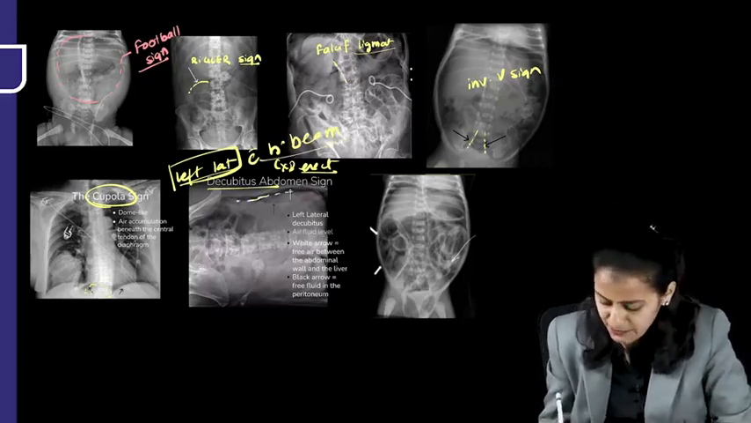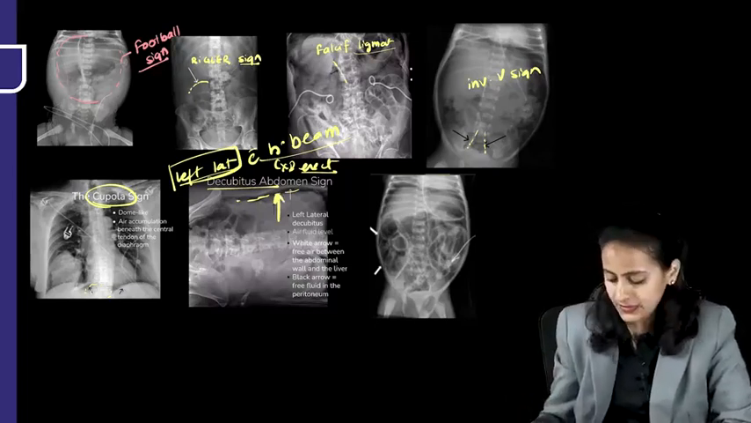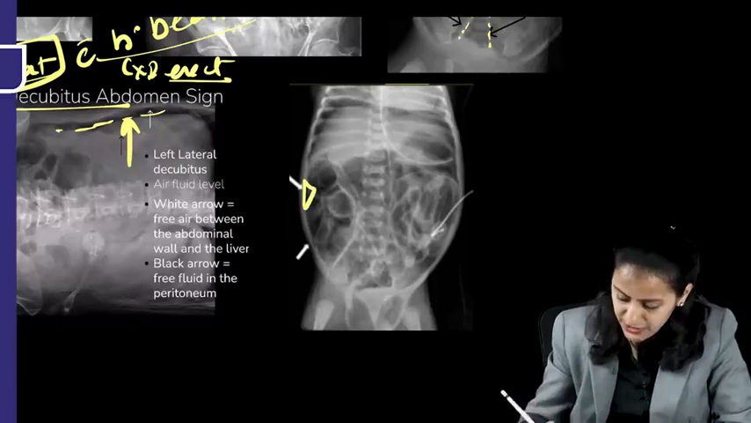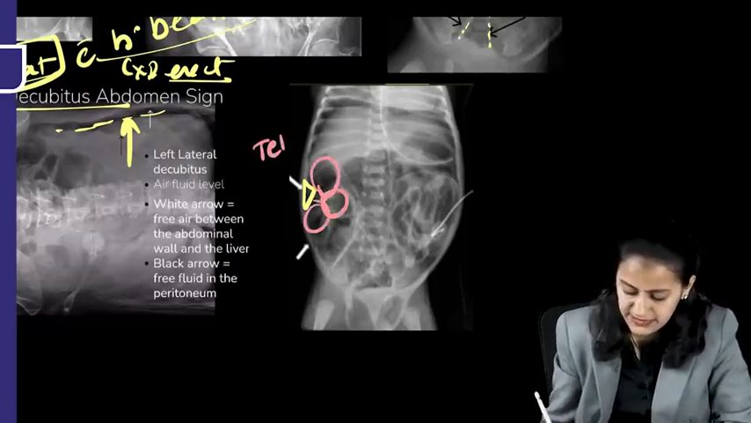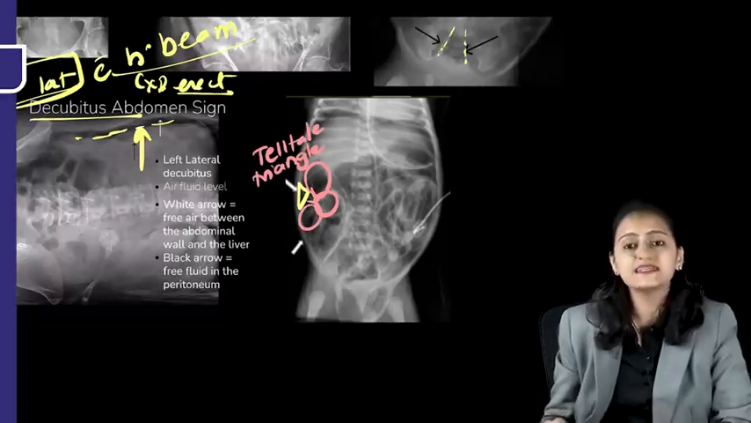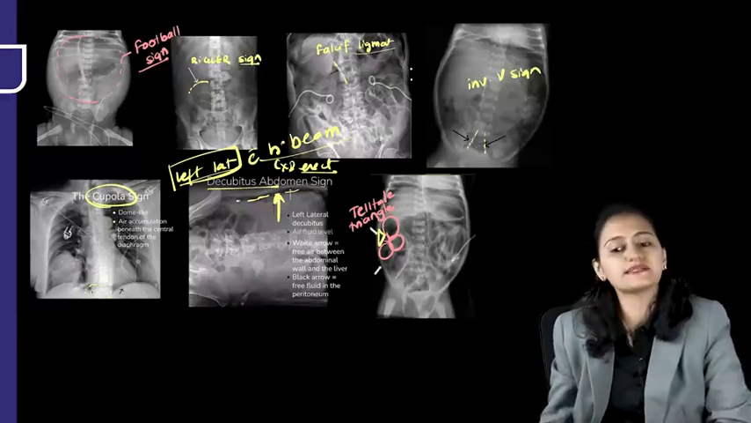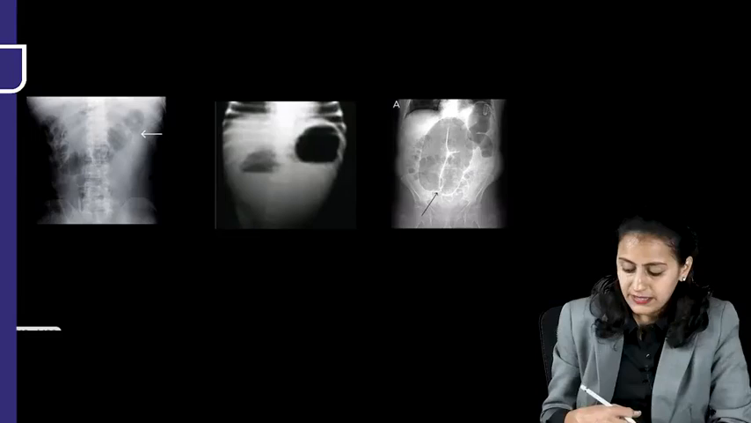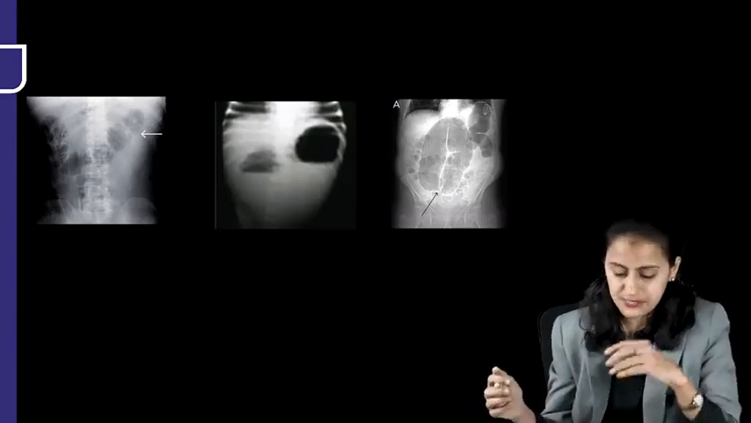You are seeing this black air rising up, right? So that is pneumoperitoneum. Next one, this triangular accumulation of air in between the bowel loops is called the telltale triangle sign. So all these are the important signs in pneumoperitoneum. Next, coming to some important abdominal radiograph images, right?